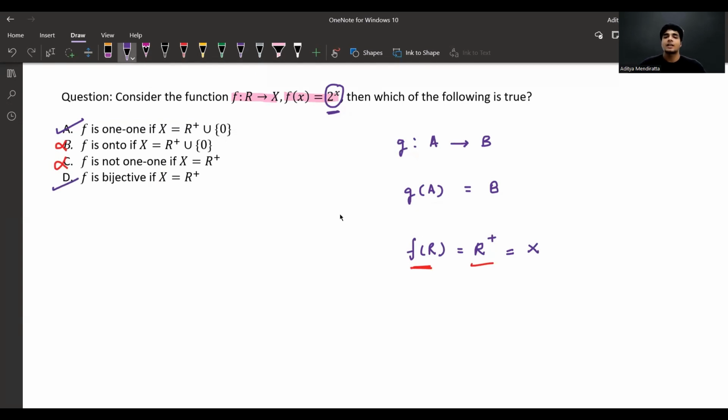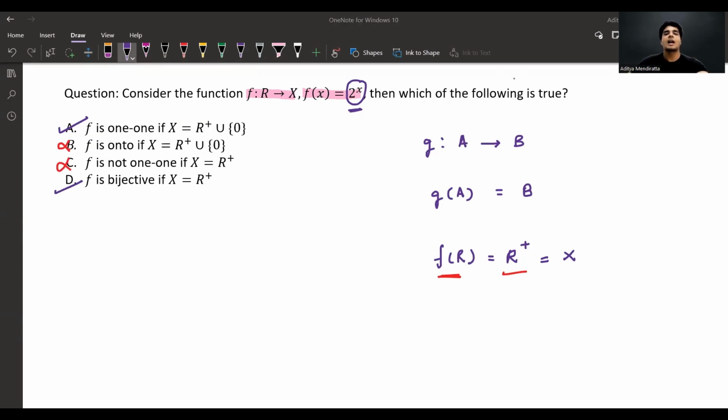So that will be all for this video, and I will meet you in the next one where we'll be learning how to find the inverse of bijective functions and why we can only find the inverse of a bijective function.